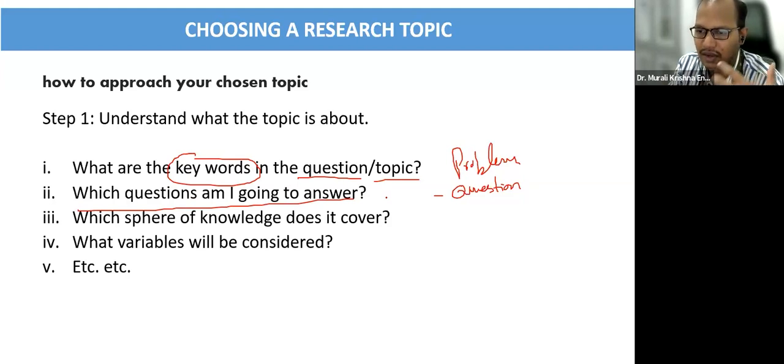We need to look at whether it is applicable in the real world, whether I have that kind of knowledge, and what things I need to cover. What are the variables I need to consider, and if there are any parameters involved? These are the things I need to look at before choosing the topic. Actually, I need to understand the surroundings of the topic.